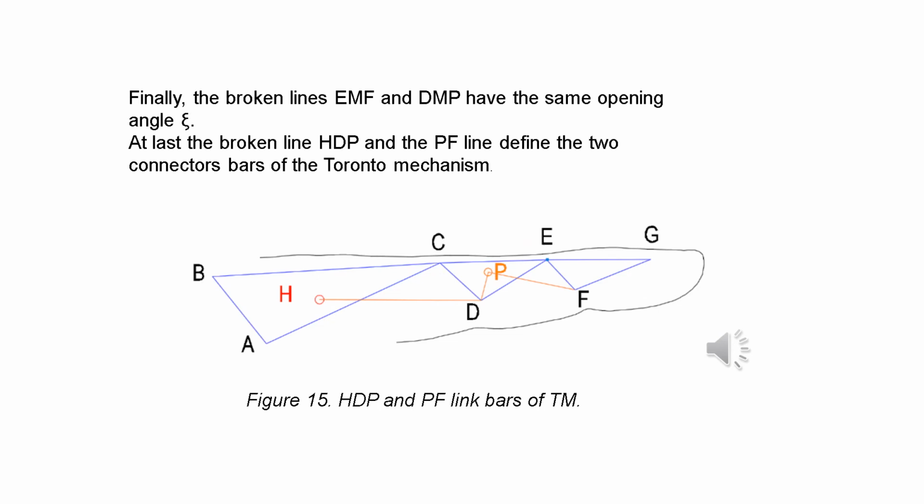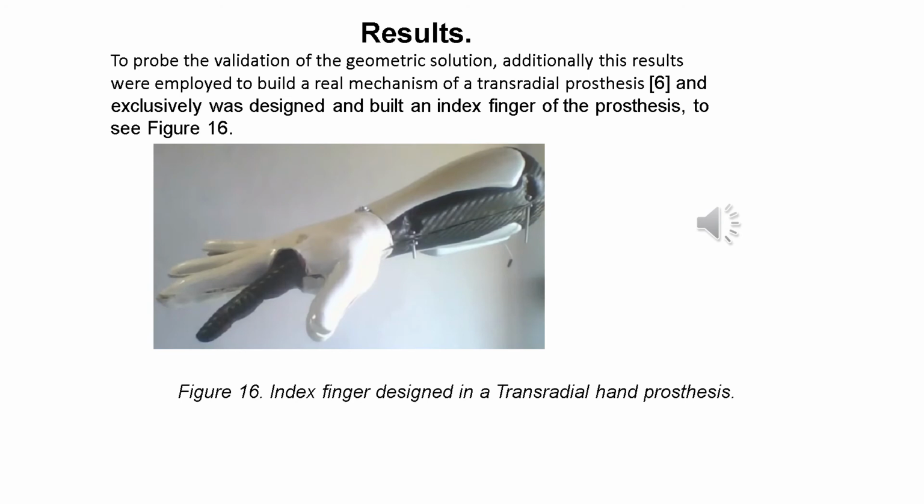Finally, the broken lines KDK' and FMF' and DMP have the same opening angle epsilon. At last, the broken line HDP and the PF line define the two connector bars of the Toronto mechanism. To prove the validity of the geometric solution, these results were additionally employed to build a real mechanism of a transradial prosthesis, and an index finger of the prosthesis was exclusively designed and built, see figure 16.